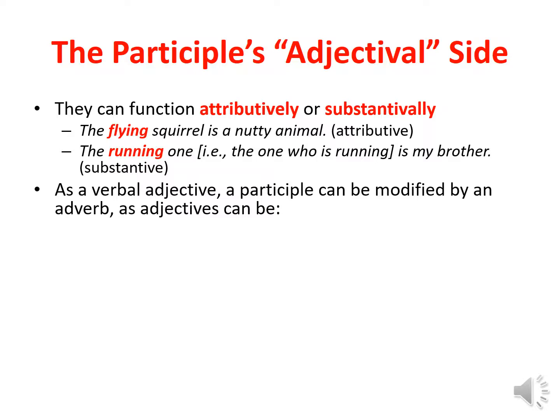So, other features of the adjectival participle. As a verbal adjective, a participle can be modified by an adverb, like adjectives can be modified by an adverb. So here, the example, quickly throwing a nut. Where's our participle? Throwing. It's the present participle with the -ing ending. And although it is adjectival in some way, notice that it is also being modified by an adverb, showing you that the participle is also verbal in some way.